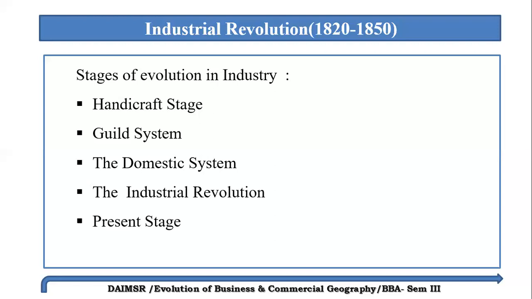With automation, industrial work can be done faster and better. The machine needs only to be started and everything goes on automatically. All complicated jobs are done with the help of machines. So basically, the present stage is the stage in which we are right now. So these are the stages of evolution in industry.